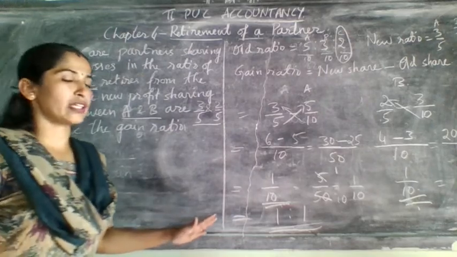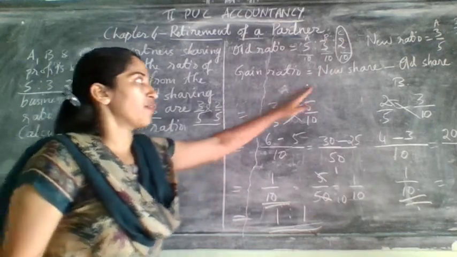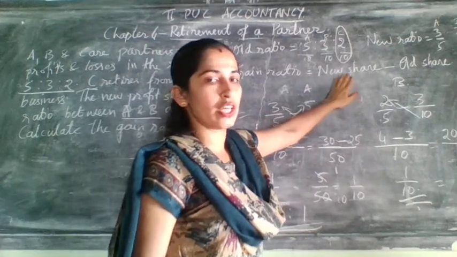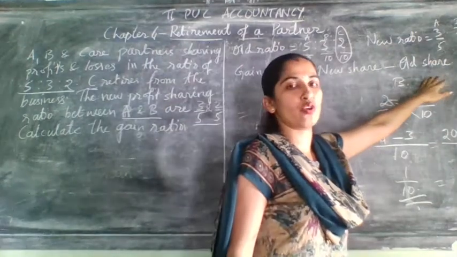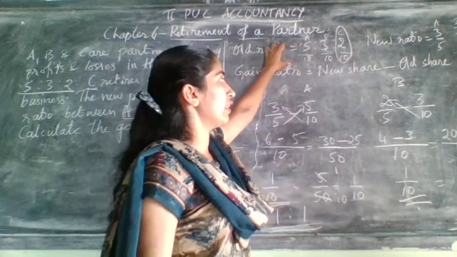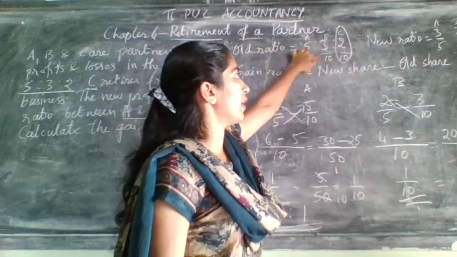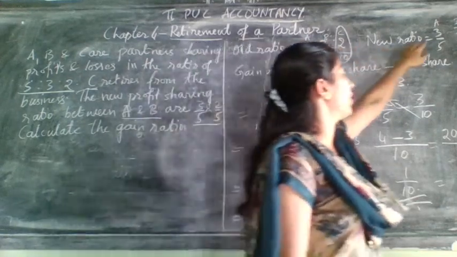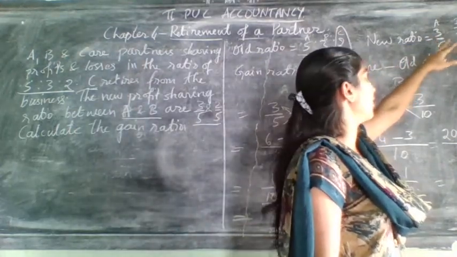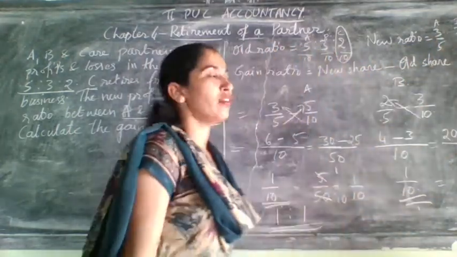So once again I will explain. Gain ratio means first we need to take the new share. From the new share we need to minus the old share. In the given problem they have given the old share, that is 5 by 10, 3 by 10 and 2 by 10. And the new ratio or new share they have given is 3 by 5 and 2 by 5.